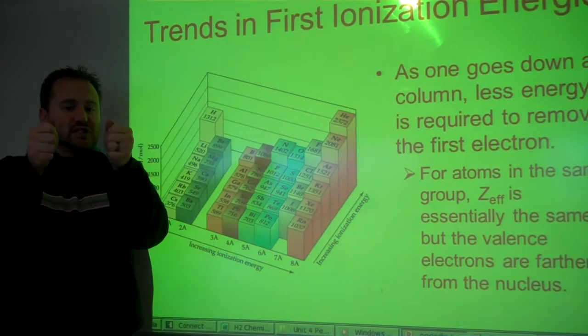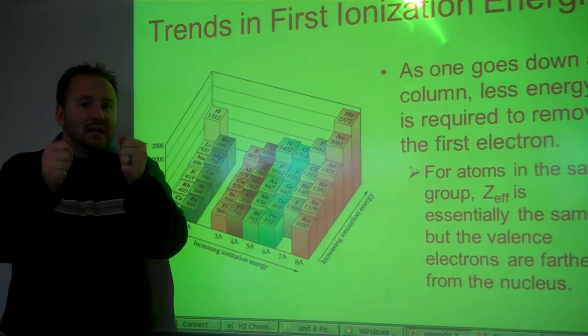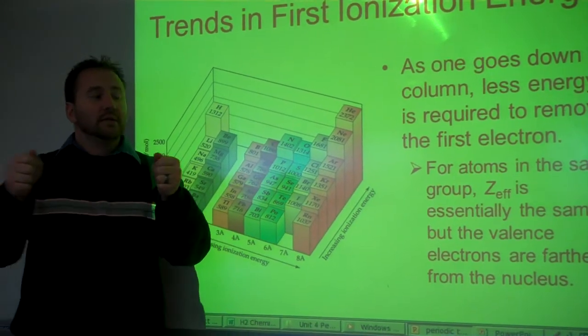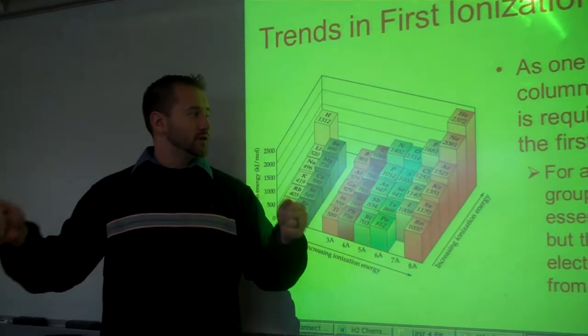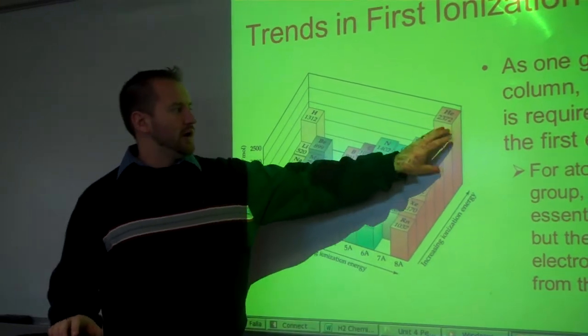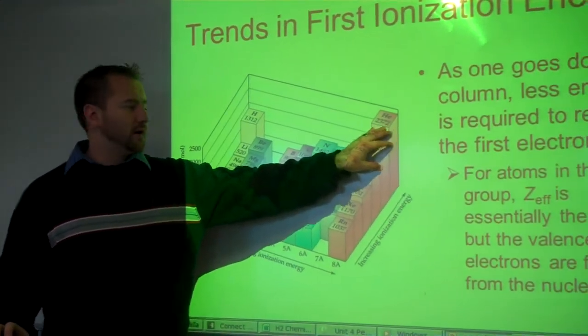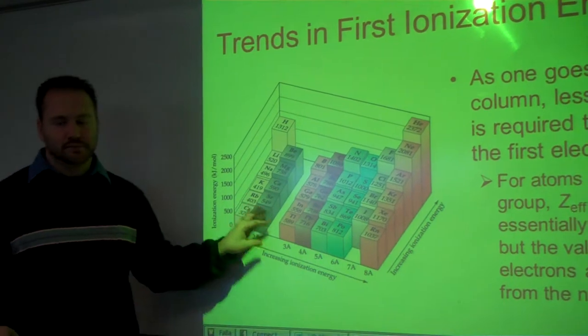If you have an atom that's small, they're relatively close together, and they feel each other's effect fairly strongly. If you have a larger atom where they're further apart, you don't have as strong of an attraction. So it requires far more energy to pull electrons away from a smaller atom than it does a larger atom.